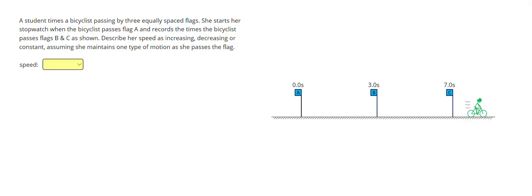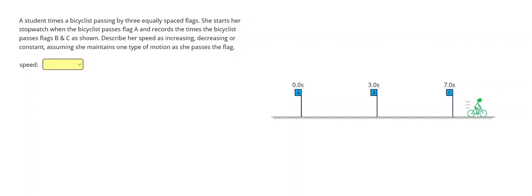All right, another way to look at this is instead of looking at the spaces at equal times, we can look at equal distances and use a stopwatch to time it. All right, so this bicyclist passes flags at 0 seconds. That's when we start our stopwatch. 3 seconds and 7 seconds.